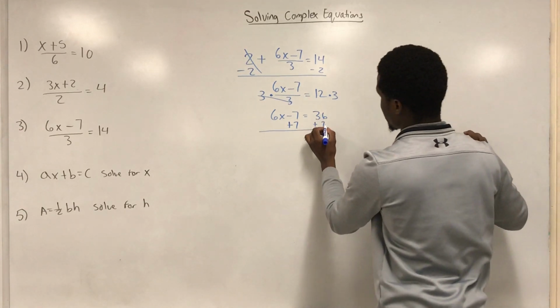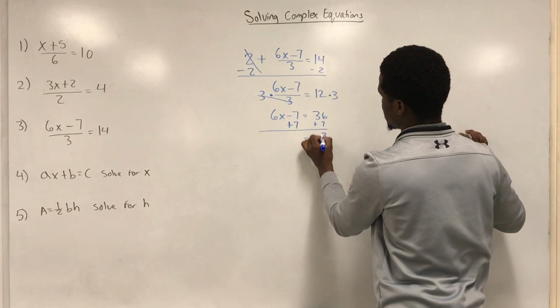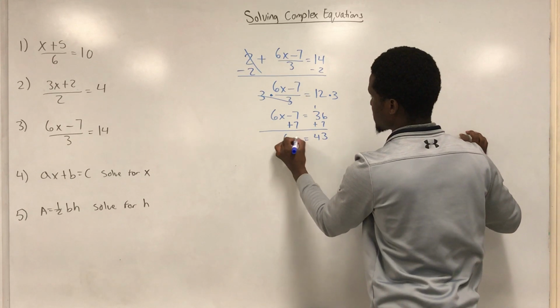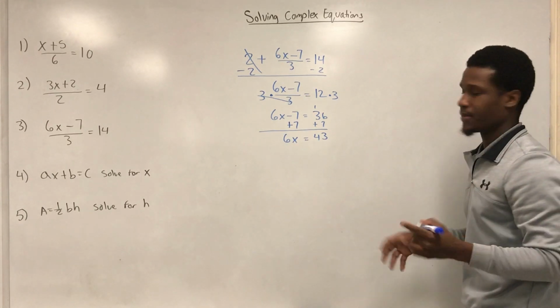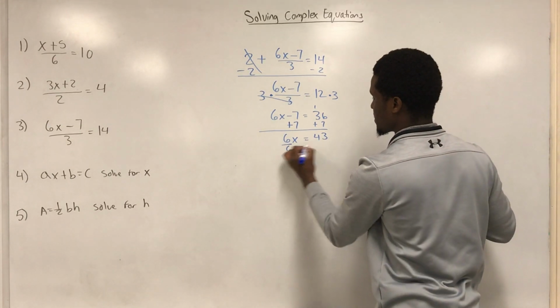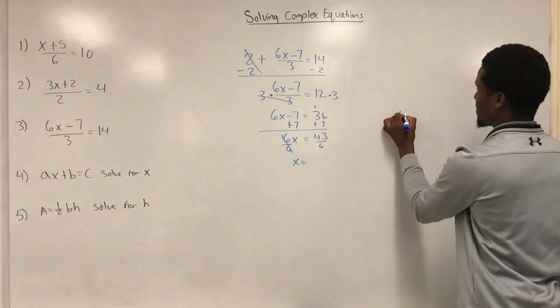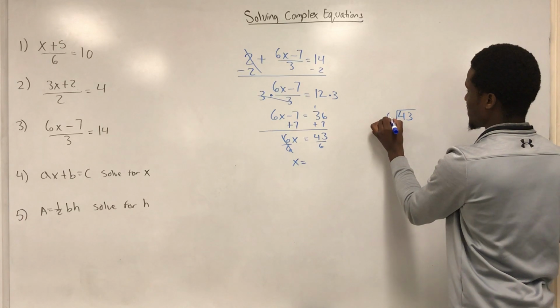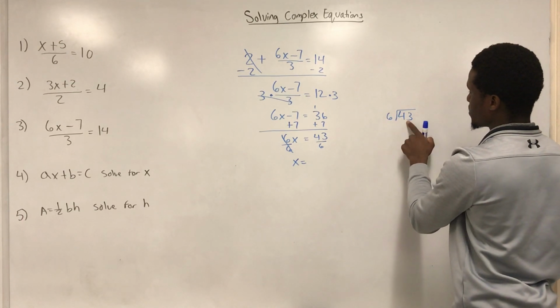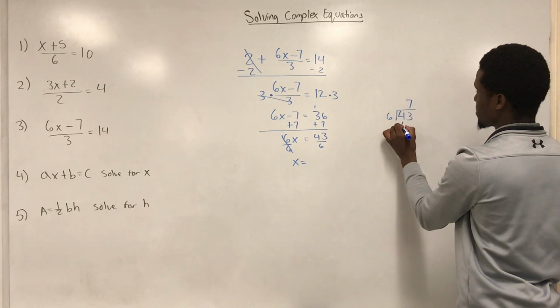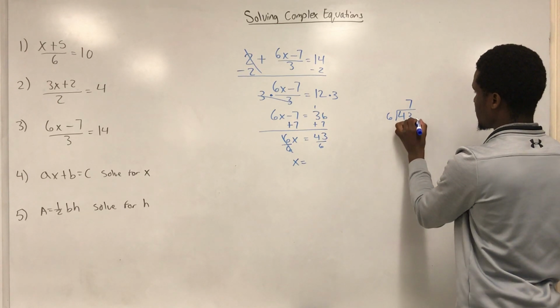Alright, so that's going to be 43. 6x is equal to 43. Now, let me go ahead and divide by 6. Divide by 6. It would be nice if that was 42, but that's not the case. So divide by 6. This 6 goes into 43 7 times to equal 42 with a remainder of 1.